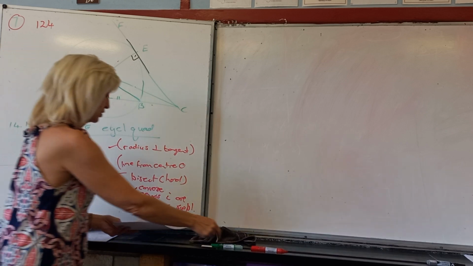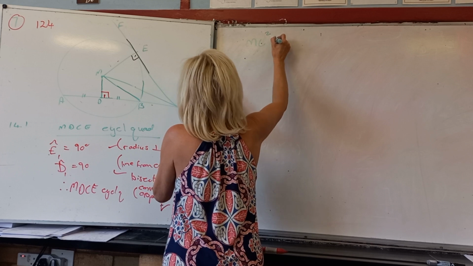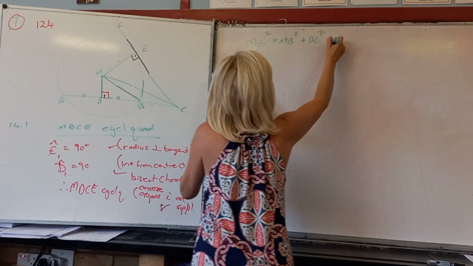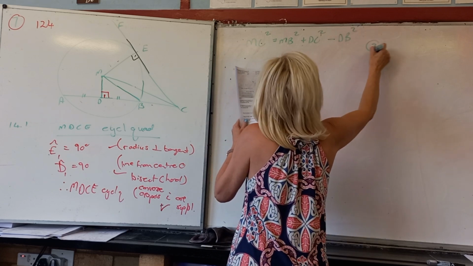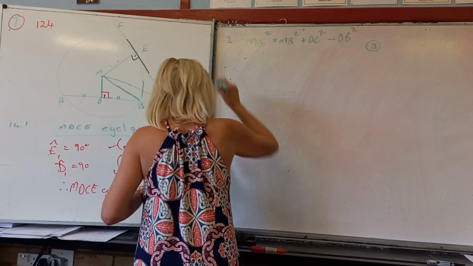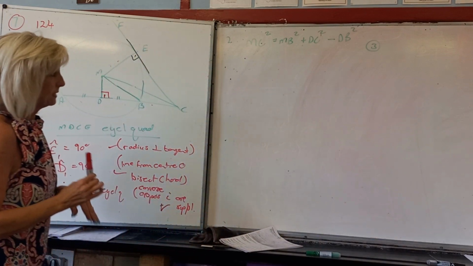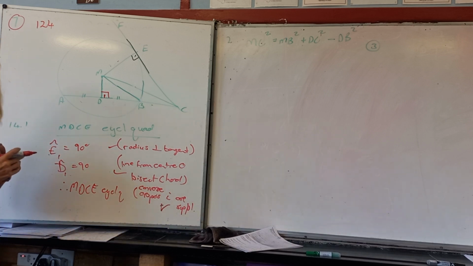Second part of this question said, prove that MC squared is MB squared plus DC squared. What does this remind you of? Oh, I'm so glad. And it's also 3 marks. If I have to do all those squares, it does remind you of Pythagoras. Pythagoras, is it available here? Yes. Why? Do you see the 90s?